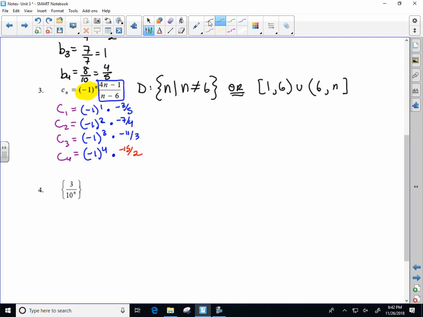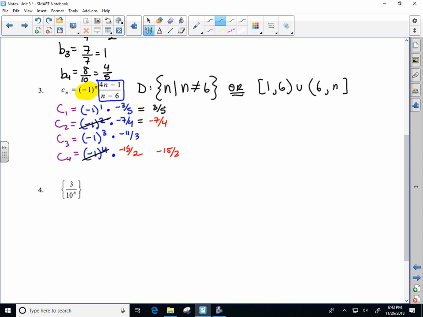So anyway, -1 to the first, that's our negative result. Two negatives give you a positive, 3/5. Anything to an even power is irrelevant because it's going to become positive. So that's just a -7/4. And then a -15/2.